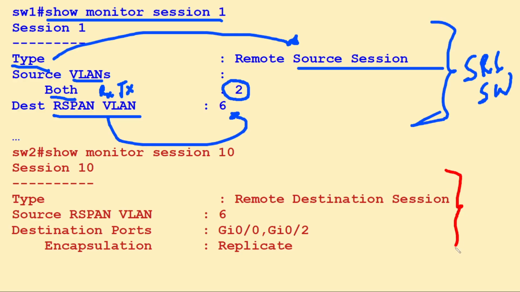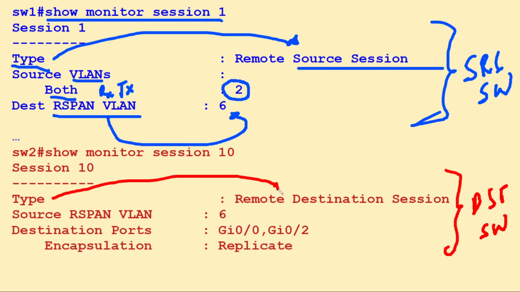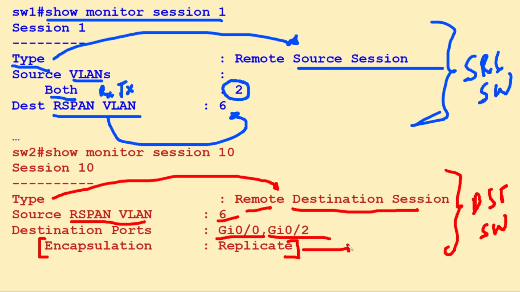Now this will be the output for the switch where the destination lives. In this case, show monitor session will tell you that the type is remote destination session. The source of the traffic comes from the remote SPAN VLAN, which is number 6, and we are going to send all this traffic to the destination ports gigabit 0/0 and gigabit 0/2. In this case, we have enabled encapsulation replicate. We can do so, however, we know that this does not work with remote SPAN.